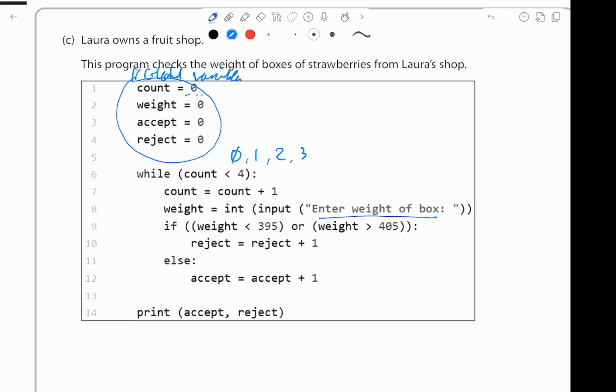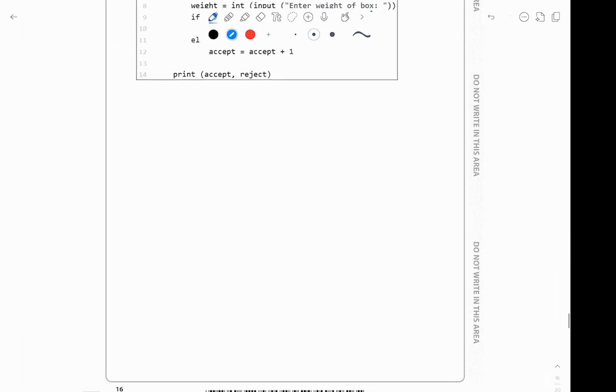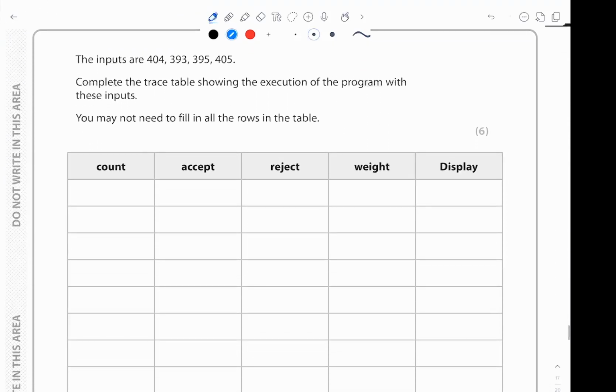If the weight is less than 395, or, so with an or, if you've got two inputs, you only need one side to be true for the output to be true. So only one of those sides needs to be true for you to actually have the whole statement go through. So if the weight is less than 395 or it's greater than 405, reject. We add 1 to reject. So what we were saying here is, okay, what's going to happen? So first of all, it would be 0. And then let's have a look. The inputs are 404, 393.